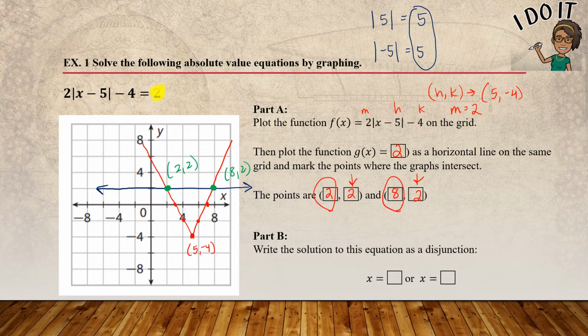So we write the solution of the equation as a disjunction. That means the two solutions for this absolute value equation are x equals 2, or x equals 8. So those are our solutions for the absolute value equation.